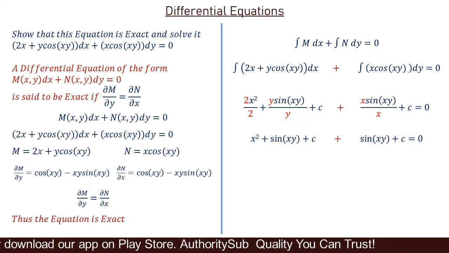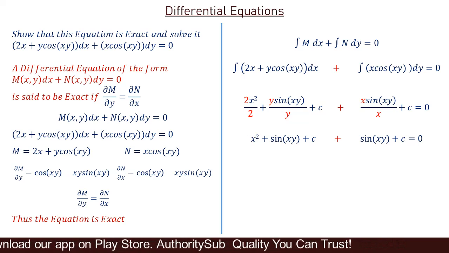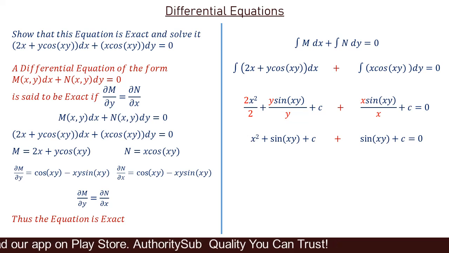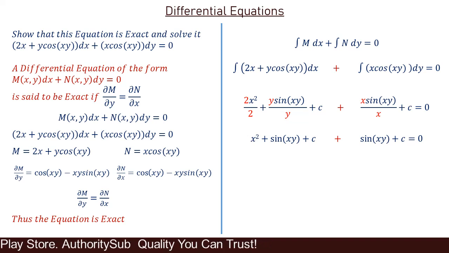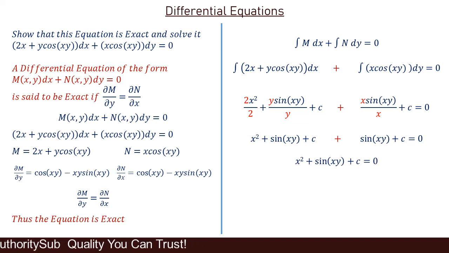So we see that in these two integrals, we have sine xy. So this, which appears here twice, is what makes the equation to be exact. Here we pick one of them. We have that x squared plus sine xy plus c is equal to 0. So this is the solution to the differential equation (2x + y cos xy) dx + x cos xy dy = 0.